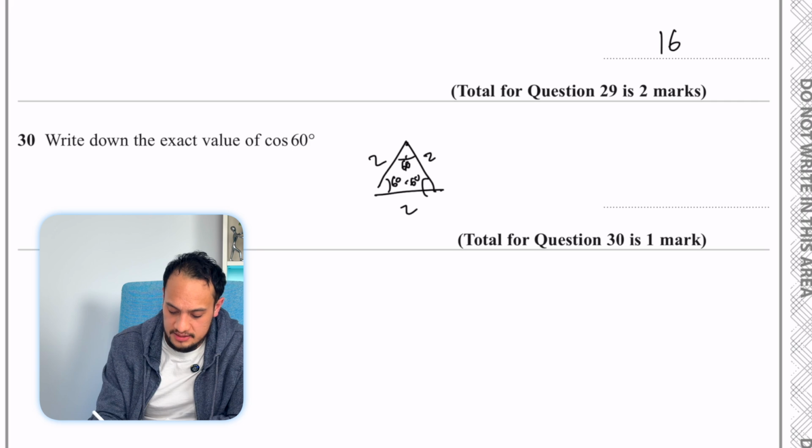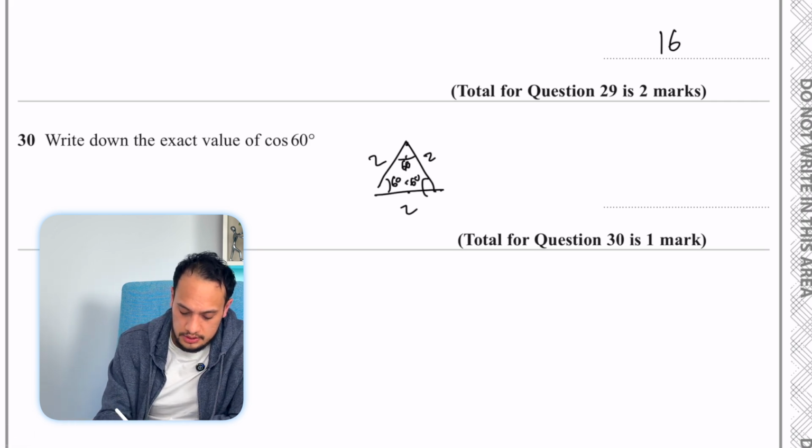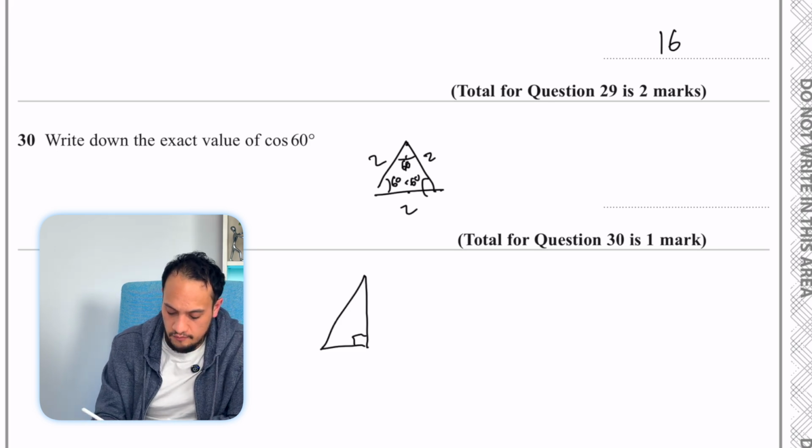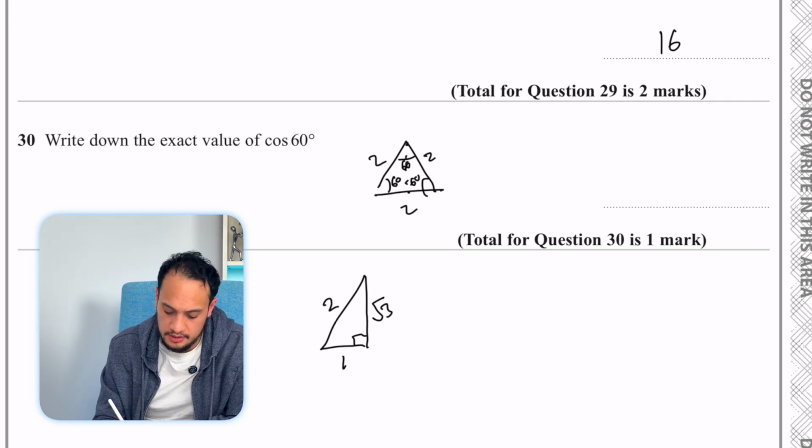Then we can bisect our triangle. So we get a right angle triangle like this. I'm going to do it down here for the purposes of space. So we get 2, we bisected it, so it's 1 there. And then this will be root 3 using Pythagoras, because 2 on the hypotenuse squared minus 1 squared is 3. So it'll be the root of 3 on this side. So you get 60 there, and we've got 30 there.